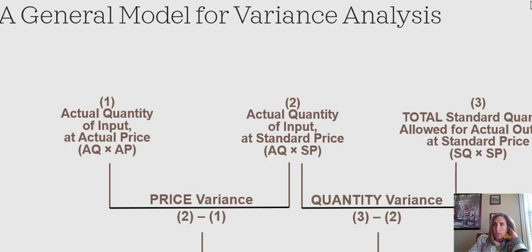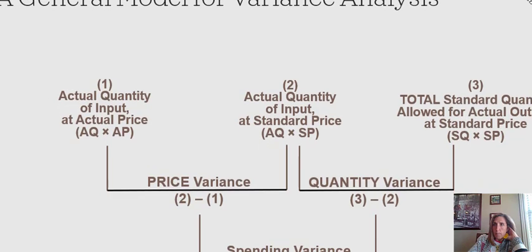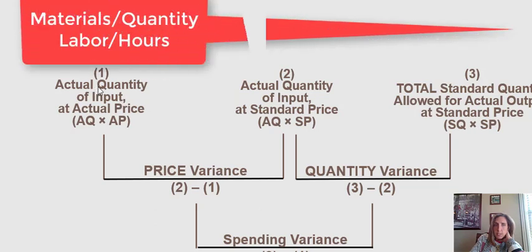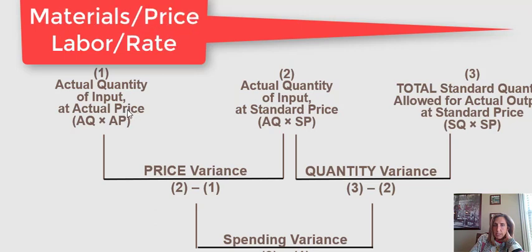So the formula is used for materials, labor, and for efficiency, but they're going to change the title of some of the inputs and the name of the variances. So what I mean is when you are working on direct materials, this is the terminology you would see. But when you're dealing with labor, it wouldn't say quantity for your formula. It would say hours. And it wouldn't say price. It would say rate. And you would be calculating a rate variance.